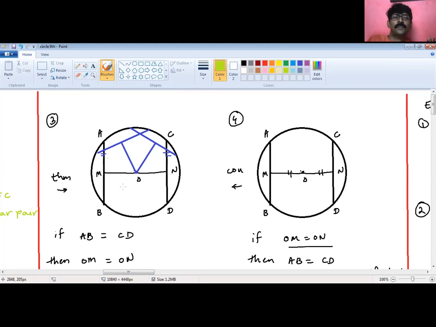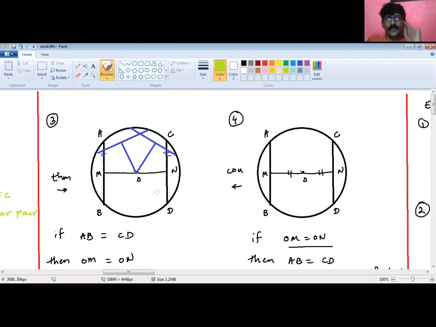If the chords are equal, then their distances from the center are equal. You understood what this property is? That's property number 3. And what's property number 4? Same thing. In a circle or in two congruent circles, if the chords are equidistant, then they are congruent. I'll repeat properties 3 and 4 once again so that you can understand it perfectly.